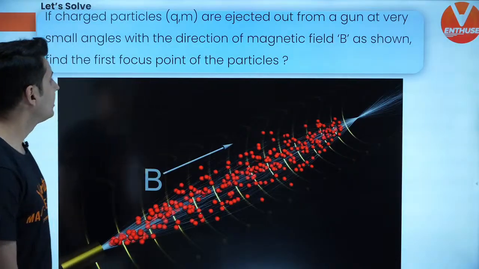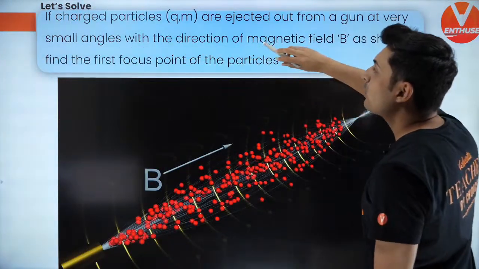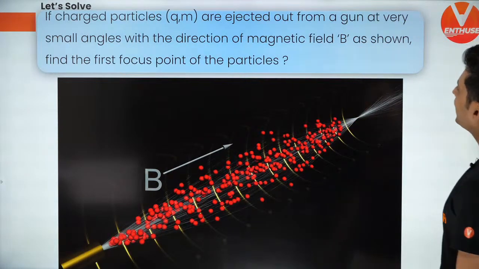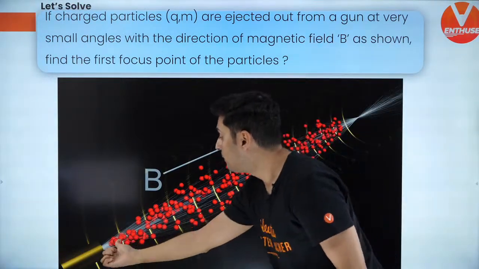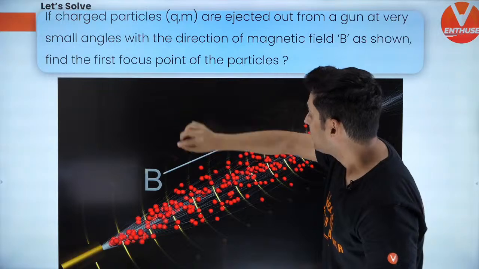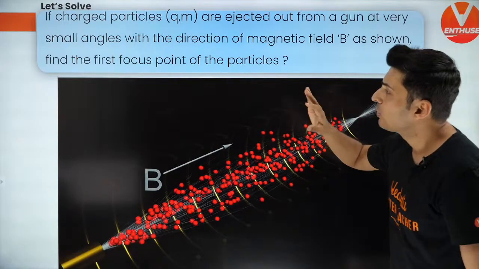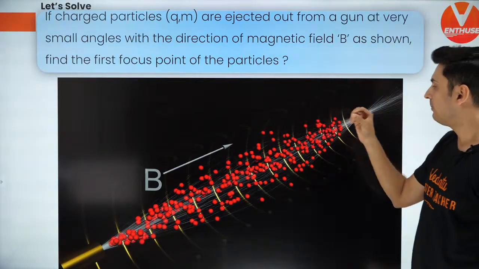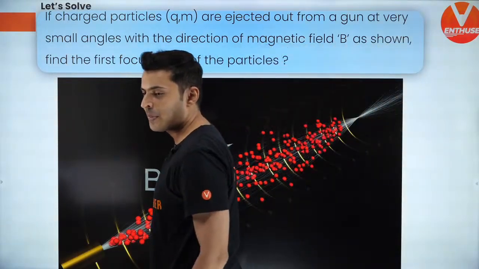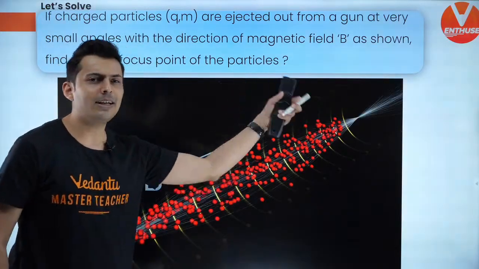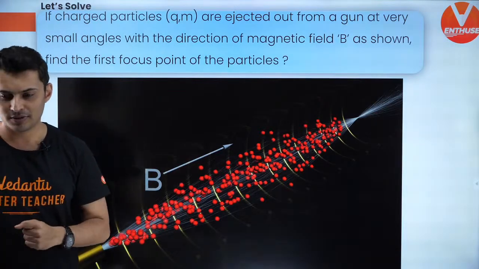All right. Let's see the amazing question in front of the screen now. If you throw a charged particle from a gun, lot of charged particles, look at this. This gun is shooting so many particles. And the magnetic field is here. But they are thrown at small angles with the direction of magnetic field. As shown, what is the first focus point of the particles? Look at that. They are focusing somewhere. Can you see that? Very good question. This again came in a very different way in JEE Advanced. I've altered that question. What a question this is.